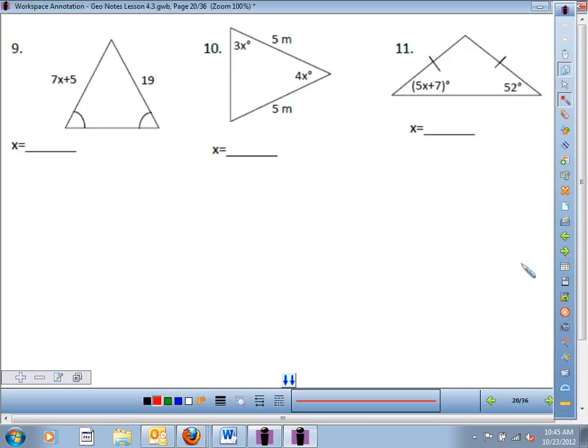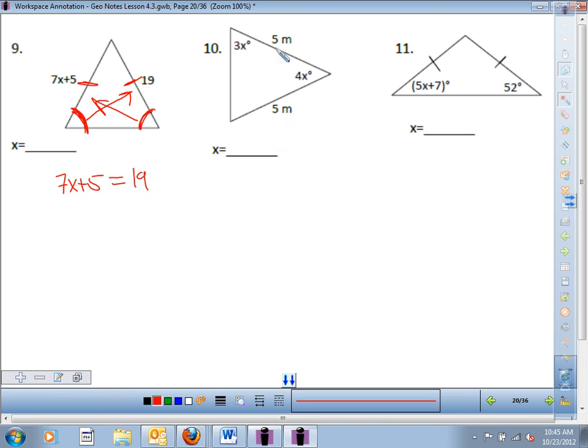Let's jump down now. Again, what we have here on number 9 is that these two guys are congruent. So if we have two equal angles in a triangle, we also have equal sides. Those sides are opposites. So this side equals this side. So that means we have 7x plus 5 equals 19. You can go ahead and solve that and find it. Let's go to number 10. If you need to solve number 9, pause it. We'll go to number 10.